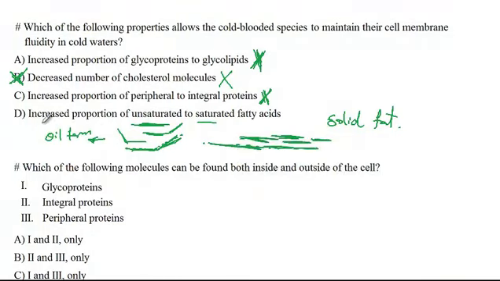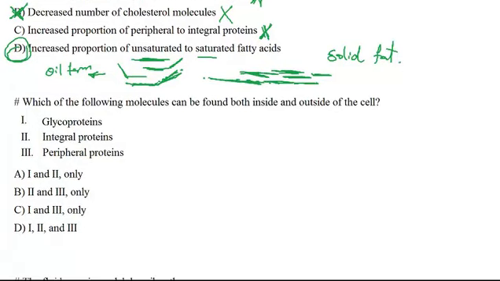And so for this question, if we increase the proportion of unsaturated fatty acids, it would add more fluidity to the plasma membrane. In fact, that's one of the mechanisms that cold-blooded species use to maintain their cell membrane fluidity, the increased proportion of unsaturated fat compared to the saturated fat. If this answer choice was saying increased number of cholesterol molecules, that would also have been a correct answer. The next question is, which of the following molecules can be found both inside and outside of the cell?